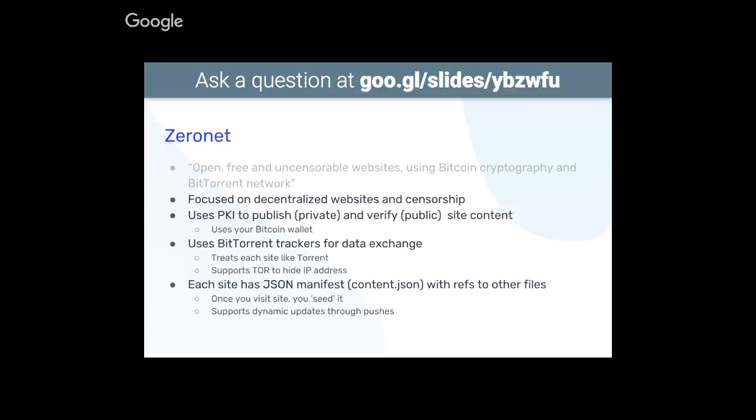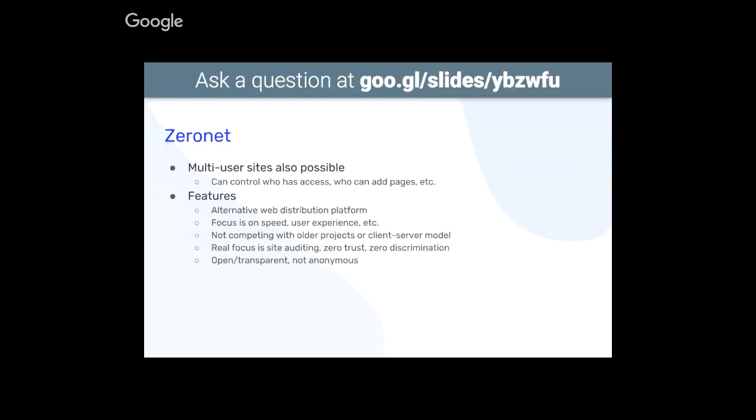So once you've visited a site, you're then seeding that site, right? Because you've accessed the content, and so the more popular a site is, the more people that are connected to it, the more it will be seeded. This is very similar to a lot of decentralized web ideas. One of the nice things about ZeroNet is it supports dynamic updates through pushes. So once you're seeding a site, if the peer who is in charge of that site publishes changes, they get pushed to clients that are seeding it, and those pushes get sent out and propagate out into the rest of the network.